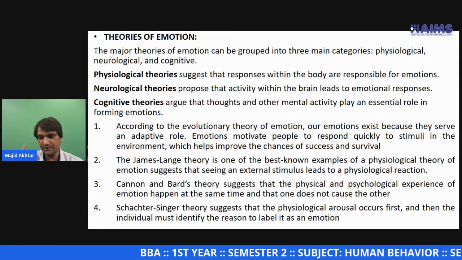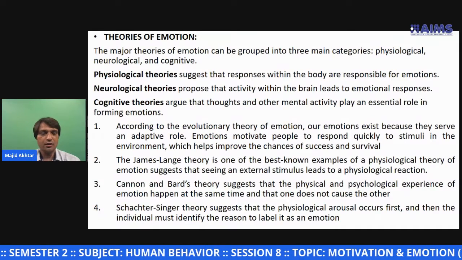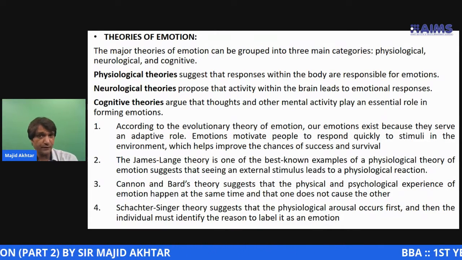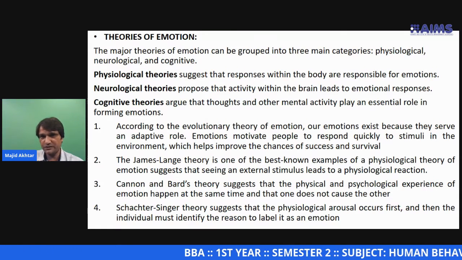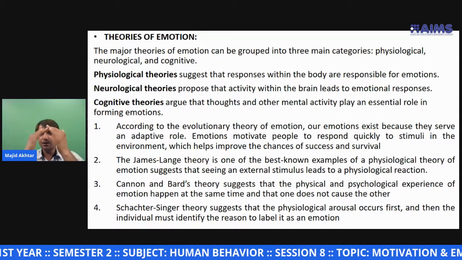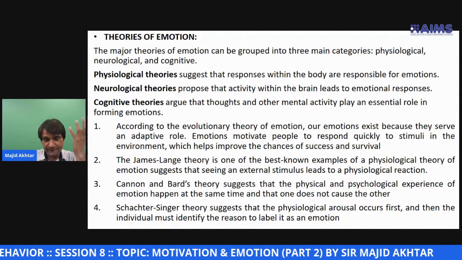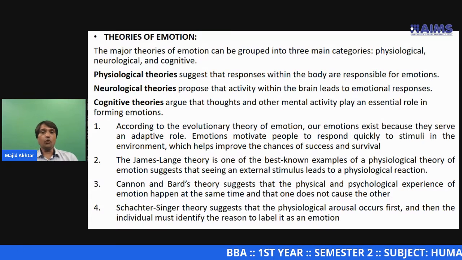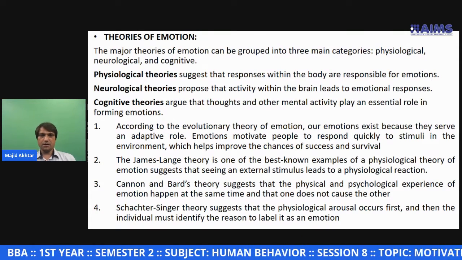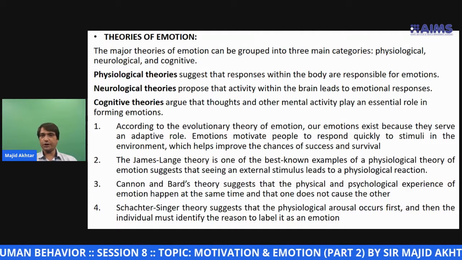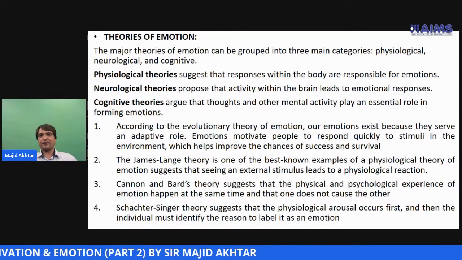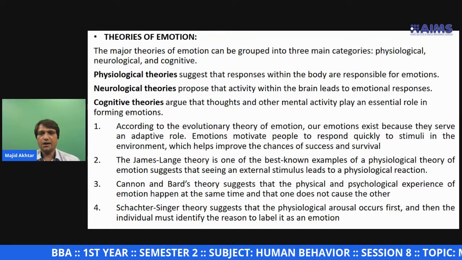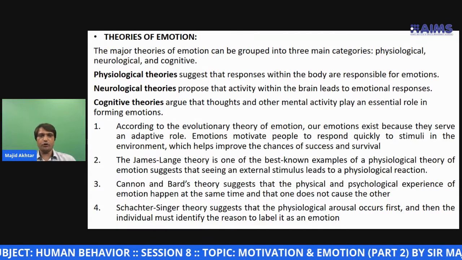Cognitive theory, if you remember from the past, we have studied logical reasoning, always finding a rationale behind certain acts, always trying to find reasons behind certain acts. So if you recall that cognitive means finding logics, finding rationale, the logical reasoning, always a proper right reason for any behavior, you will find a cognitive connection between these two types of words. So cognitive theories argue that thoughts and other mental activity play an essential role in forming emotions.